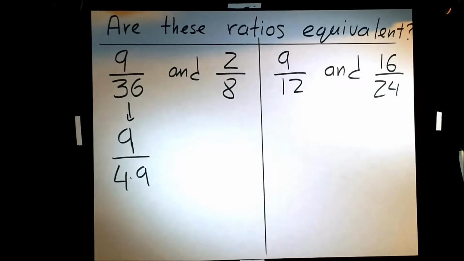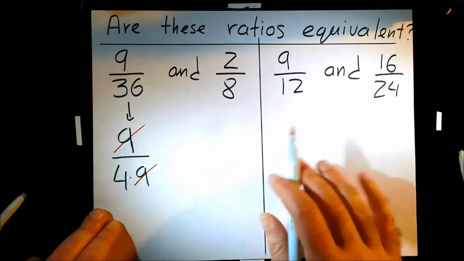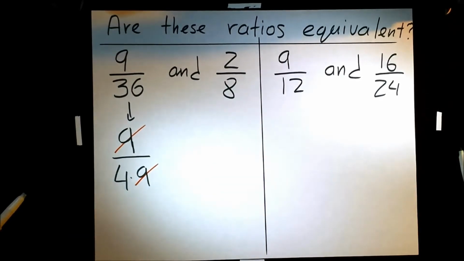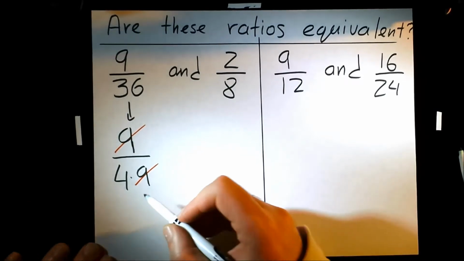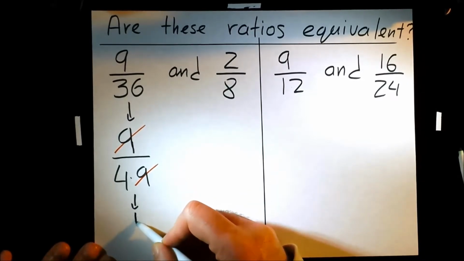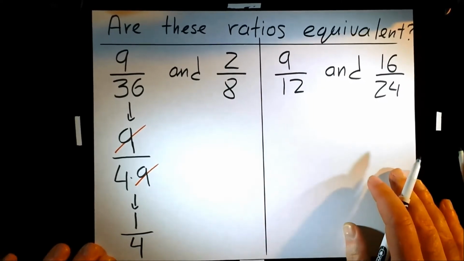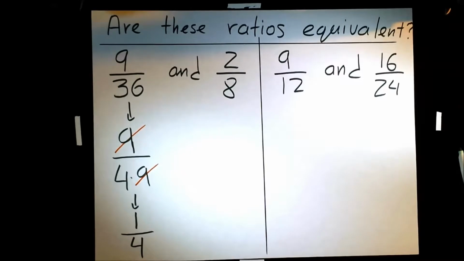What can I do now? I can cancel the top 9 with the bottom 9. So what am I left with? Nothing at the top, so I can just write a 1 and a 4 on the bottom. So I just simplified the 9 over 36 into 1 over 4. It's the same ratio, just looks a little different. It's an equivalent ratio. 1 over 4 is equivalent to 9 over 36.